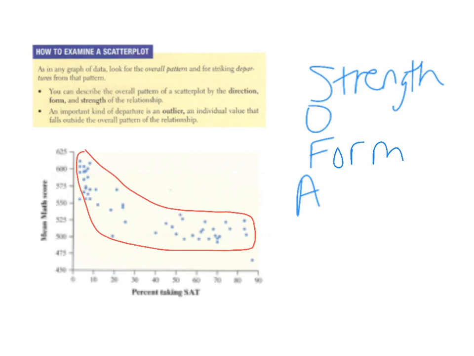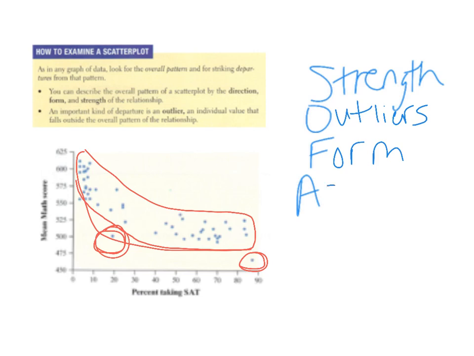Okay, and then our O is outliers. So looking for things that fall way outside the unusual pattern. So these would be Maine right here. So Maine down here in the corner, as well as West Virginia right here. Okay, falling a little bit outside the pattern. The pattern would really kind of go like this. Okay, and so the last thing is our A, which is our association or direction.